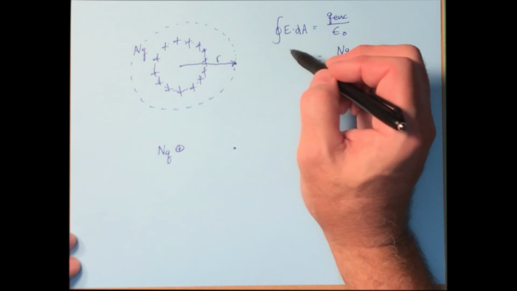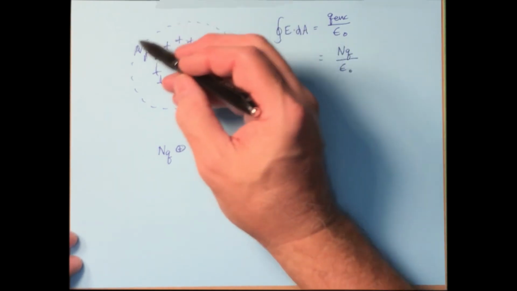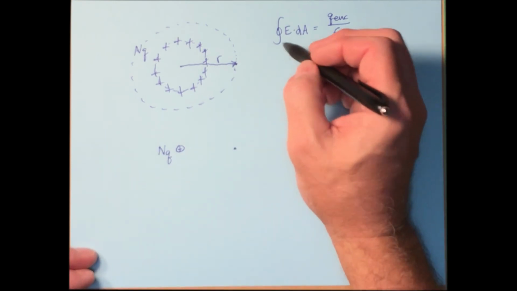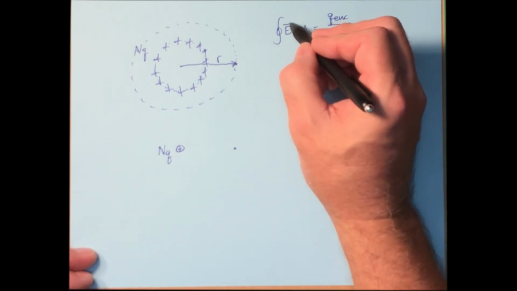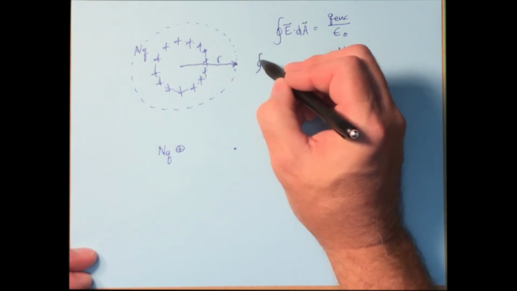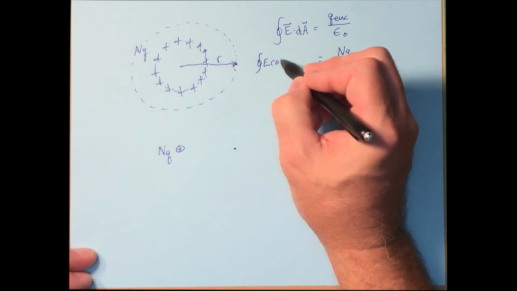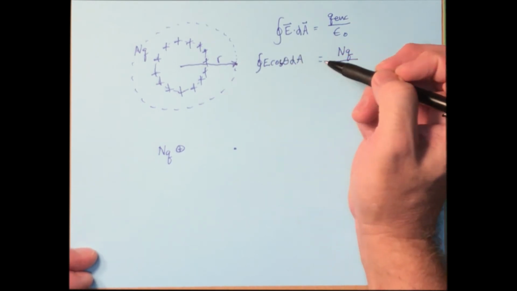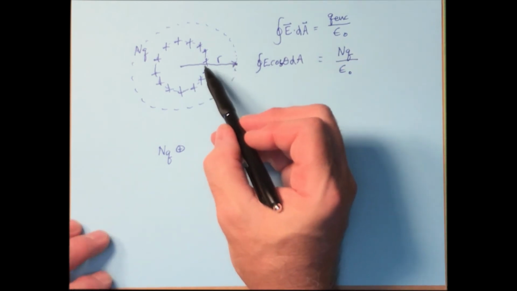And what about the left-hand portion? Well, now we have some spherical symmetry going on here. We don't really need to break this up into components anymore. Let's go ahead and break up the dot product. Remember, these are vectors, even if I don't draw my arrows. So this is the closed integral, E cosine theta dA.